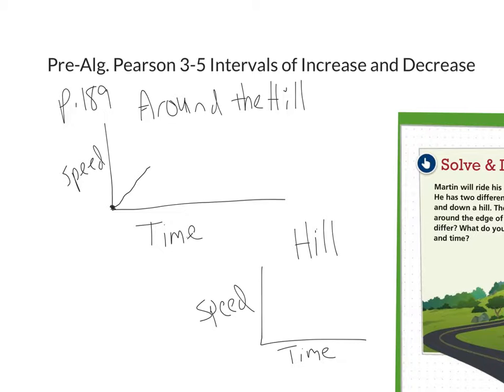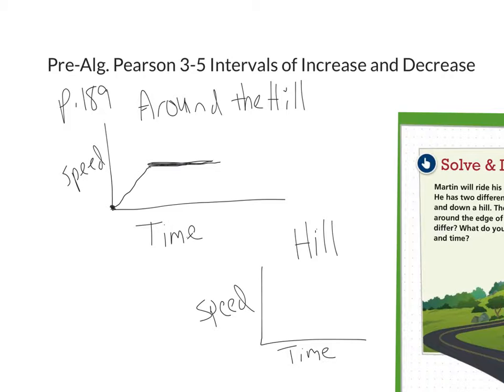Okay, we're going to make some assumptions here. We're going to assume at some point it's somewhat level here. At some point he's probably going to level off on his speed, right? He cannot just keep indefinitely increasing his speed. So at some point his speed is going to stay the same for a little bit.